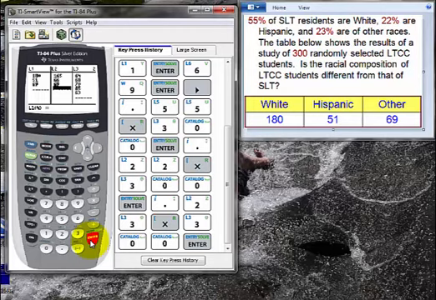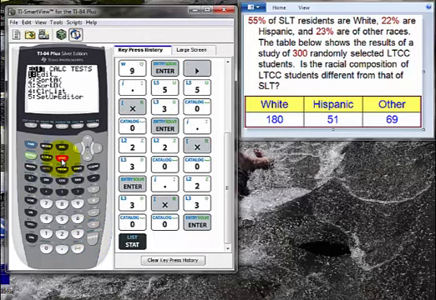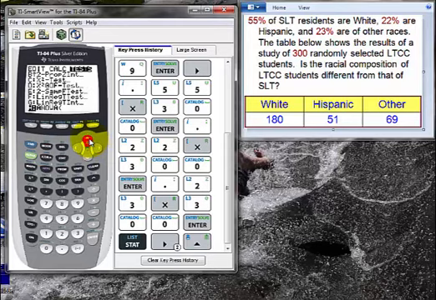So notice we're off a little bit for the whites and Hispanics, but we're right on for the other. Again, just by looking at those numbers, it's hard to tell whether that's far away enough from what's expected. And that's what the test statistic is all about. So let's go to Stat again. I go to Tests. Turns out that it's a lot faster to use your up arrow. And this is where you cross your fingers and hope you have it.